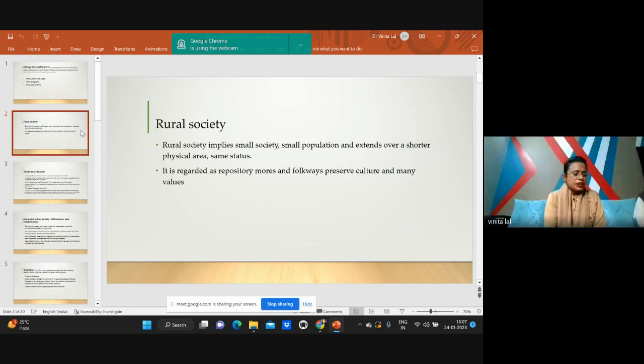So where the area is very small, where the status is the same, that is rural society, and where the mores and folkways are preserved, where the culture is preserved, where the values are preserved, is called rural society. On the other extreme, we have extremely poor villages in India like Bihar, Orissa, Chhattisgarh, where for one square meal, the parents are sometimes forced to sell their children to a liquor vendor or money lender. So these are things we can say about rural society.